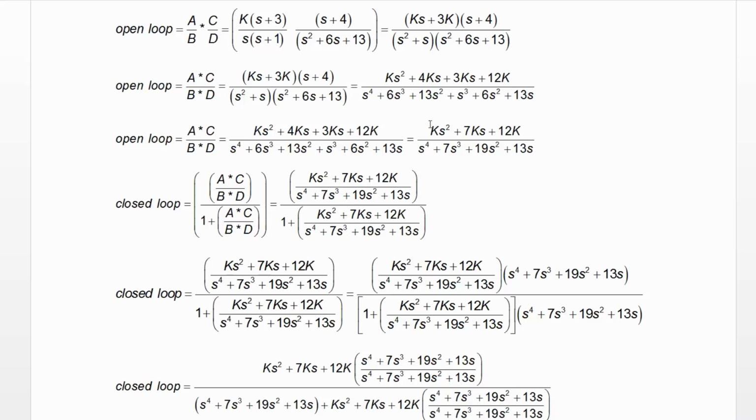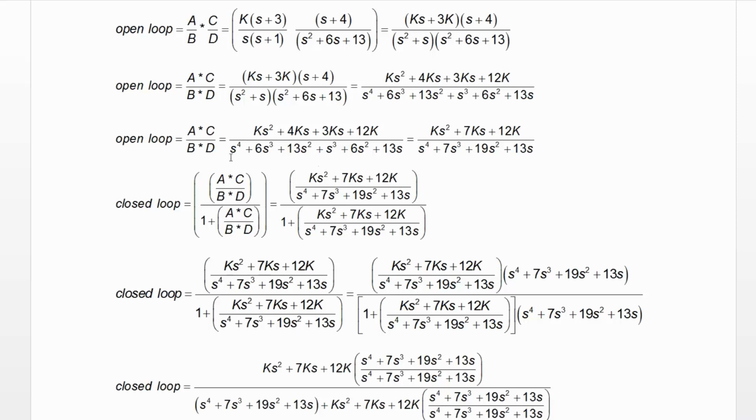Now what you do is gather like terms. So here we've got an S squared, then we've got a KS and a KS and a 12K. Since these are the same, 4 plus 3 is 7, so we get 7KS. The KS squared stays by itself. It's the only term in there. And the 12K is the only term in there. So it becomes KS squared plus 7KS plus 12K.